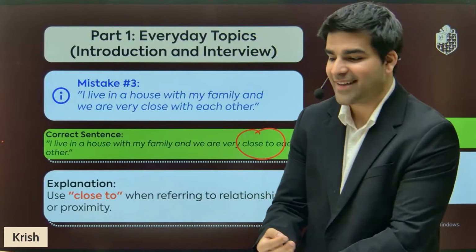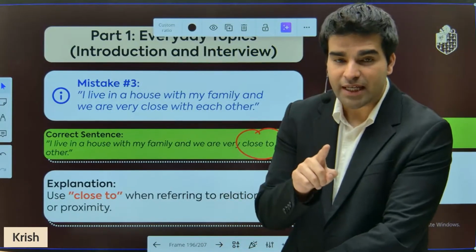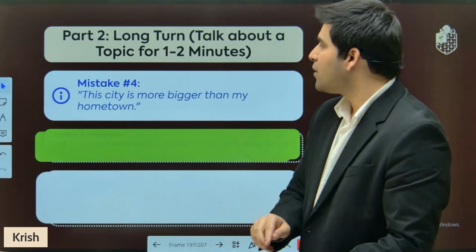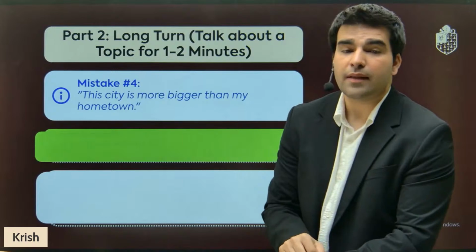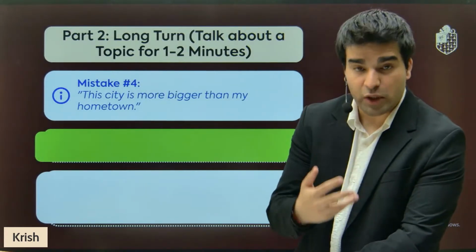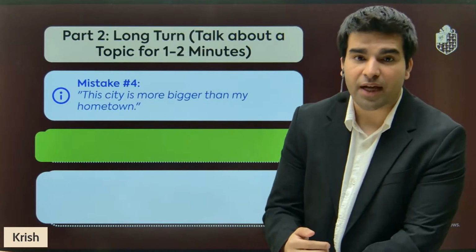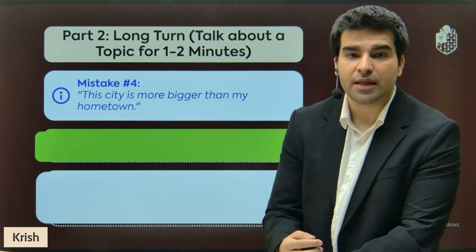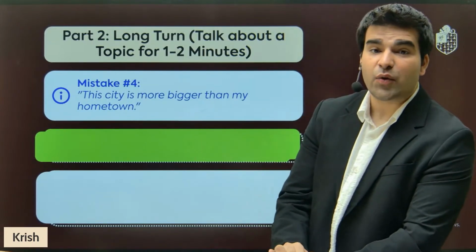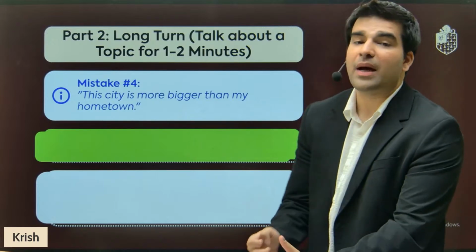All right? Perfect. Now we're going to be looking at the second one. So be ready in the chat box. Let's have a look at the second sentence. One common mistake that we see in part two is the long turn, where you get a topic and you have to speak on the topic for 2 minutes. So there's one student who's speaking, and the sentence here is, "This city is more bigger than my hometown."